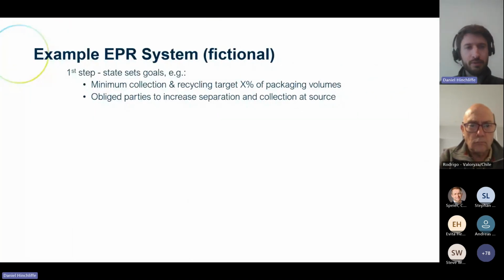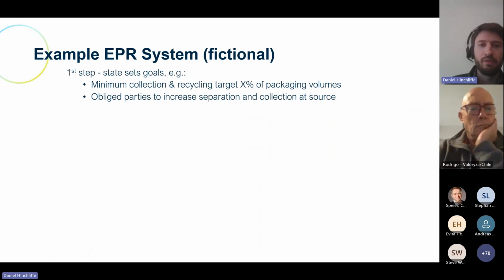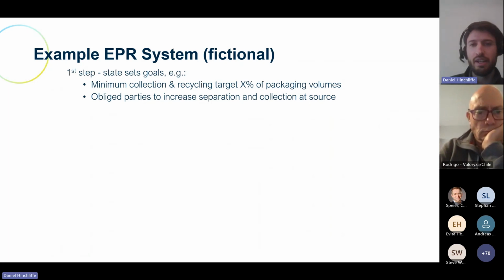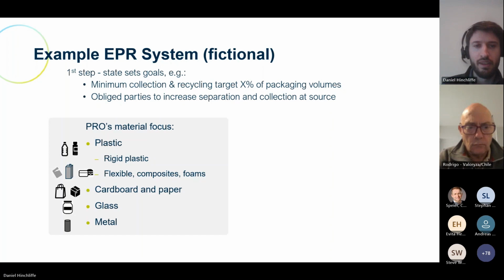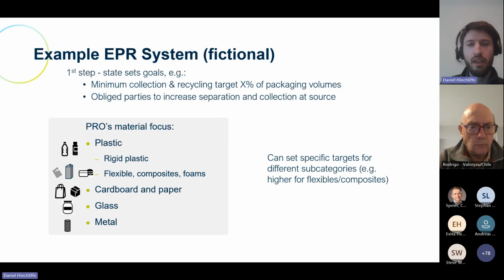So again, if we take another example of an EPR system, let's say the state sets goals in the first step. We want minimum collection and recycling of a target X% of packaging volumes, and obliged parties should increase separation and collection at source. And in this case, a producer responsibility organization is responsible for all packaging types. So they have these different material focuses. These are well defined into subtypes in the legislation. And it's also possible to say we want a higher X% specific target for different subcategories. So we might say we want a higher percentage of flexible composite packaging to be collected.